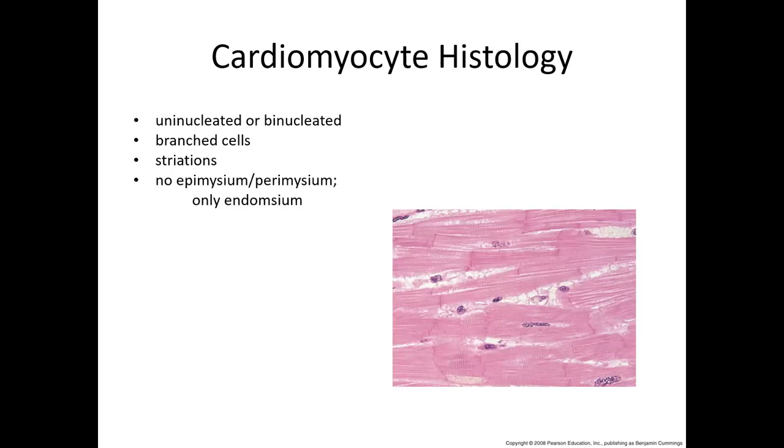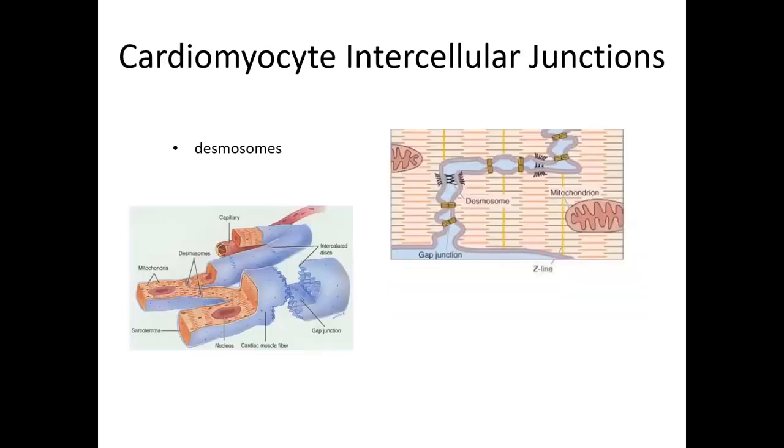and you can see a little bit of fluffiness between these cells. And what that fluffiness, those little tiny strands, are representing is the fact that there's endomysium that surrounds the individual cells. However, there is no perimysium or epimysium surrounding the heart itself. Looking at intercellular junctions, cardiac muscle has two different types, each having a totally different purpose and each equally important.